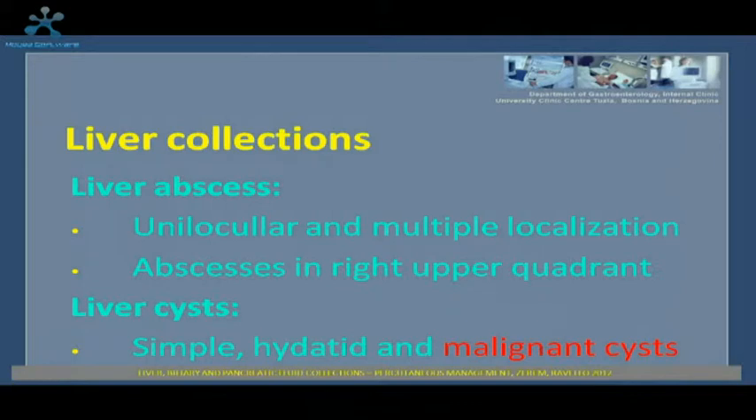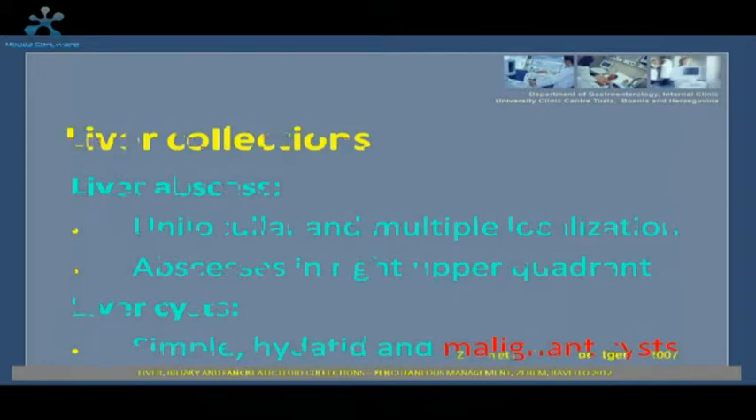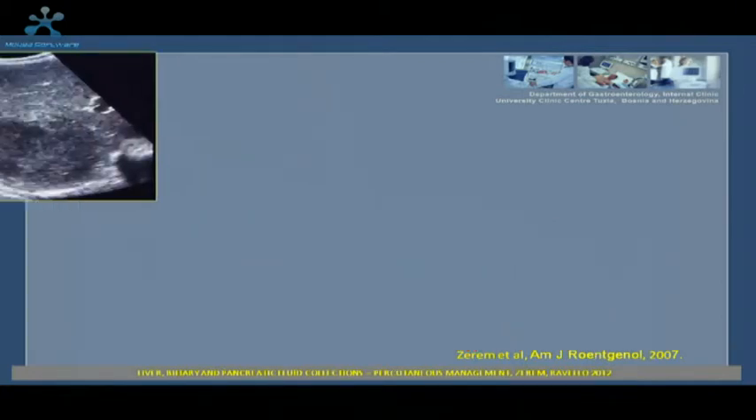When we talk about percutaneous management of liver collections, we primarily think about liver abscesses, unilocular and multiple localization, and liver cysts, simple and echinococcal. Malignancies are not the subject of this topic. Firstly, I want to present several cases from our experience with the percutaneous management of liver abscesses.